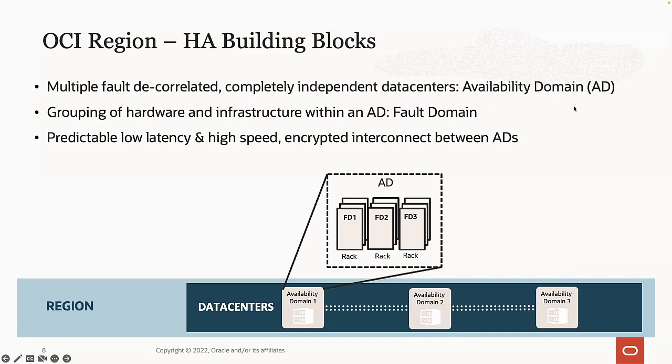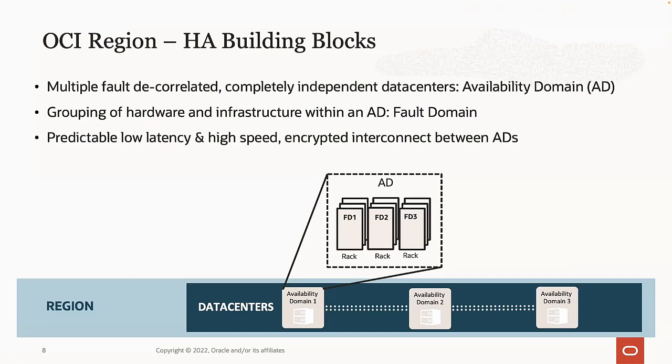So for this region, I see that there are 3 availability domains on here. Is that always the case? Are you always going to have 3 availability domains? So many of the regions have 3 availability domains, but as we go about expanding and developing new regions, some of these regions will have a single availability domain, for example.